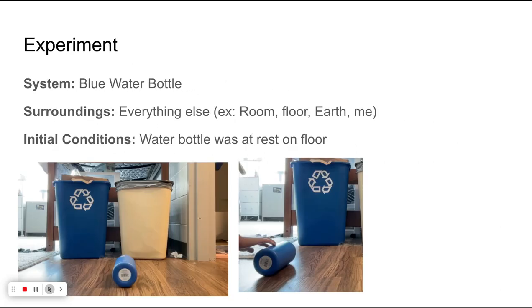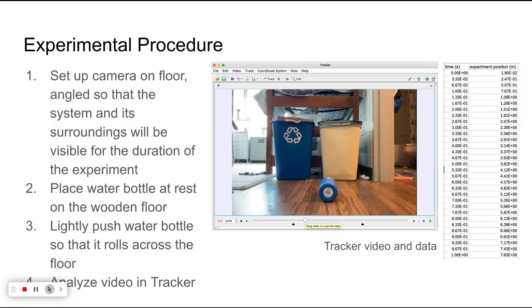In my experiment, my system was a blue water bottle, and the surroundings were everything else, such as the room, the floor, the earth, and the gravity, and me. The initial conditions were that the water bottle was at rest on the floor. Here's my experimental procedure. I set up the camera, placed the water bottle at rest, lightly pushed the water bottle across the room, and analyzed the video using Tracker. Here's a screenshot of my Tracker data and video.